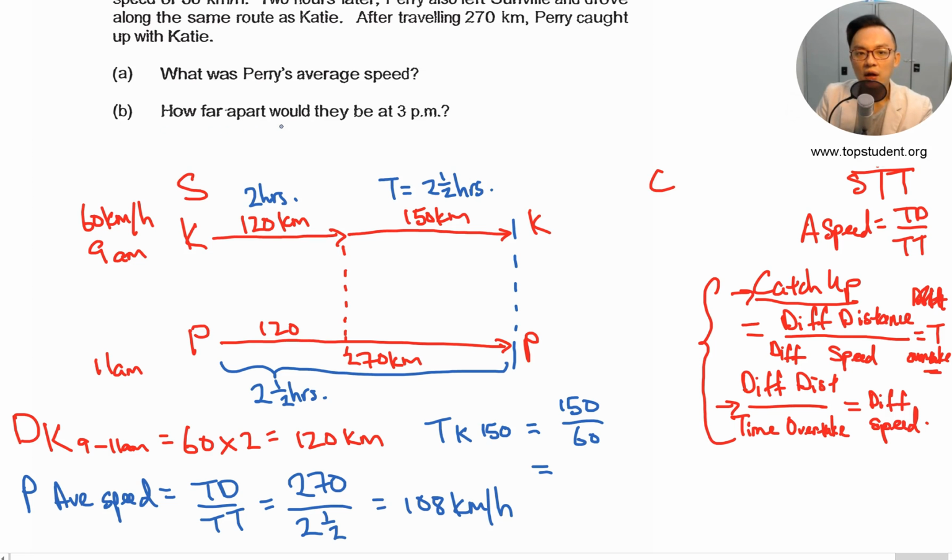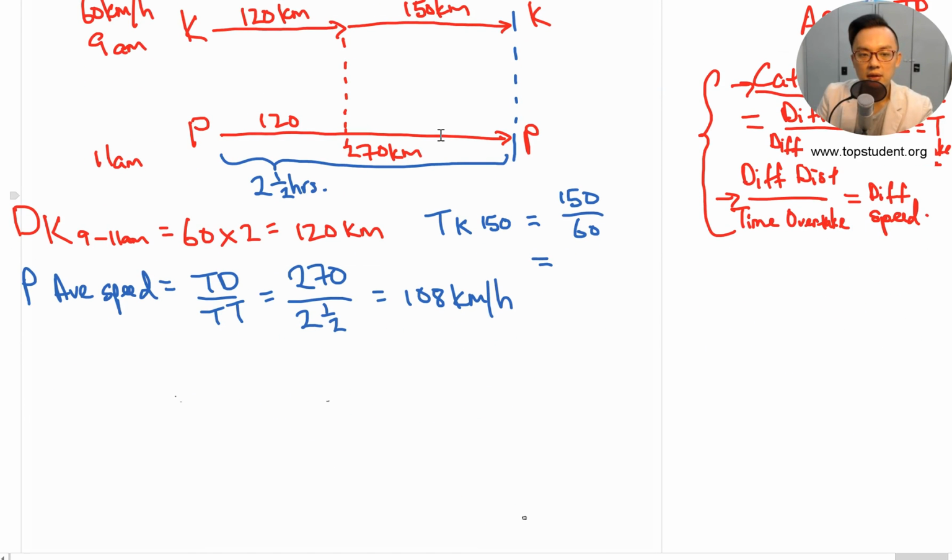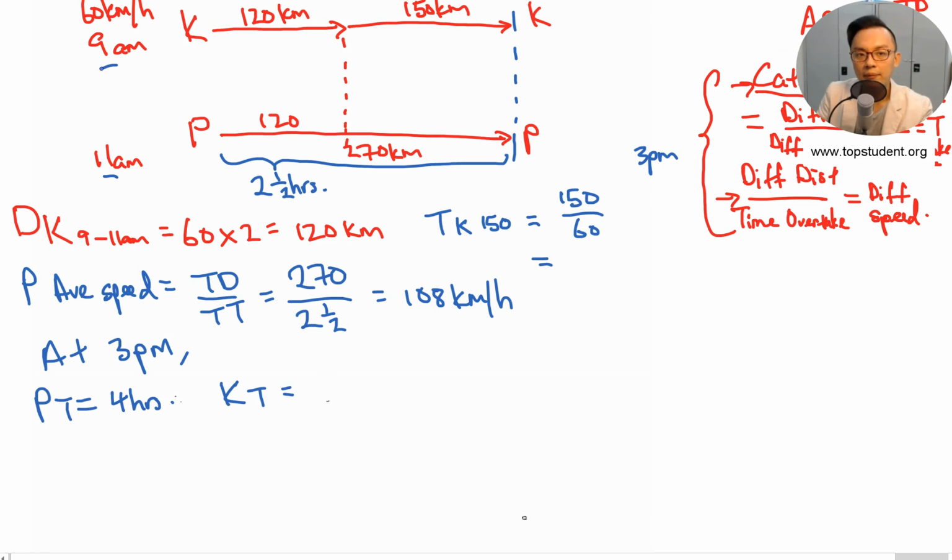So let's look at this. How far apart would they be at 3 p.m.? So I want 3 p.m. Let's look at this. At 3 p.m., Perry's time is, he started at 11, so at 3 p.m. that would be 4 hours. Katie's time is from 9 a.m. to 3 p.m., so that is 6 hours.